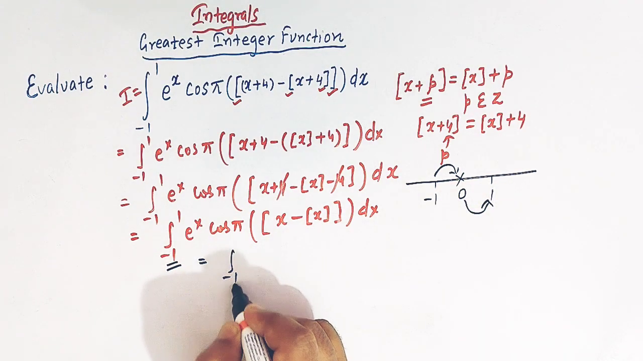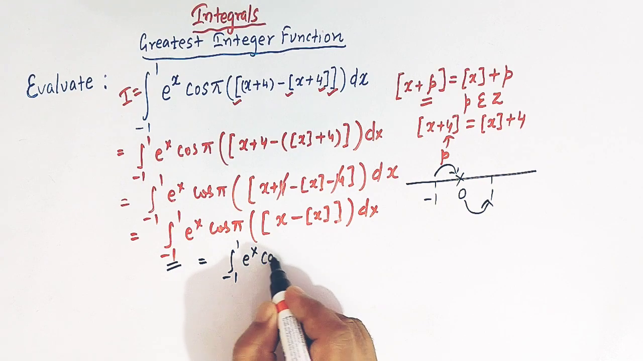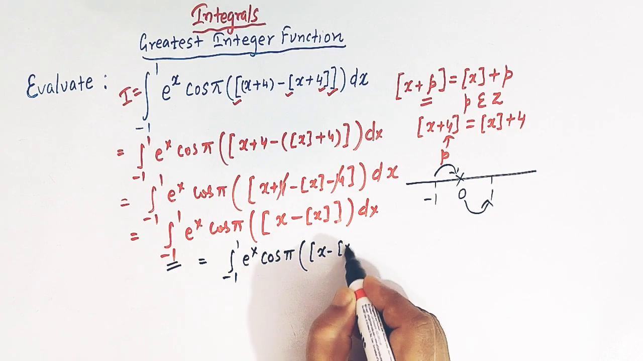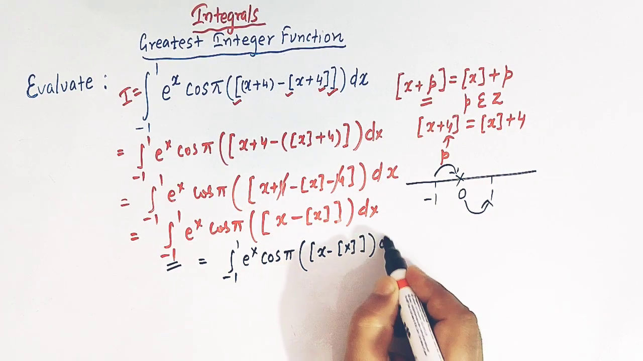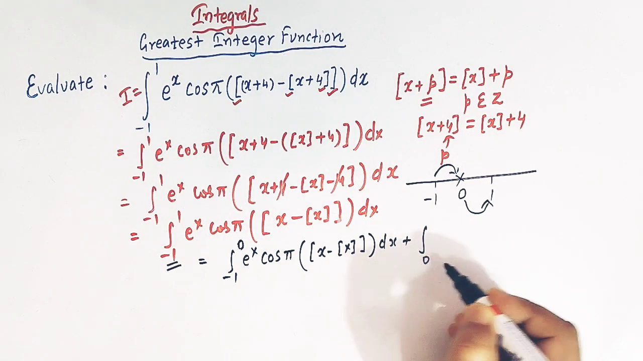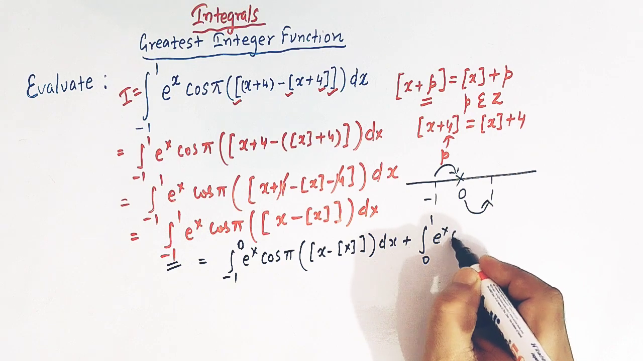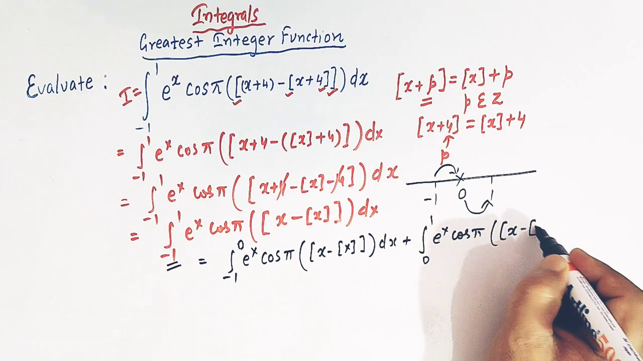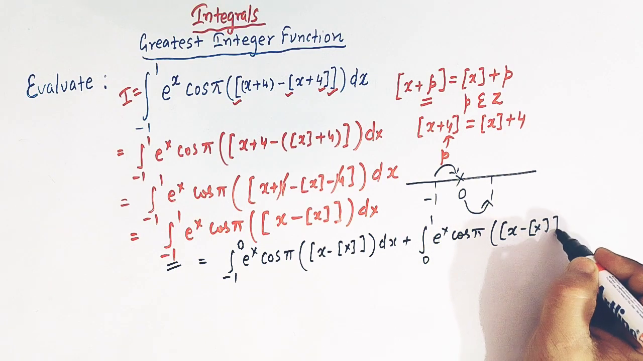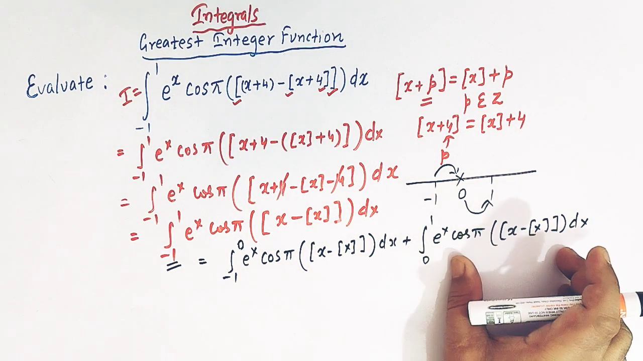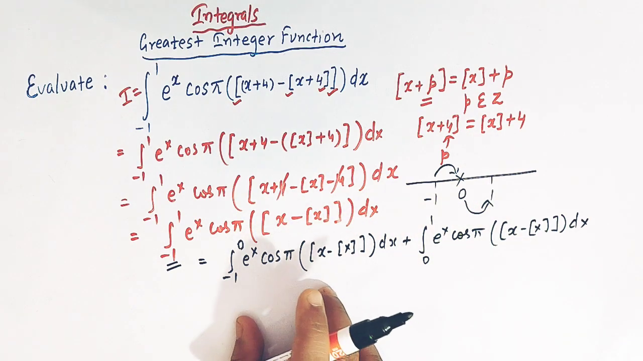So we can now write the integral from -1 to 1 of e raised to x, cos pi, and here we have x minus greatest integer of x, as the sum of two integrals. Here we have -1 to 0, and then we have 0 to 1, and here we have e raised to x cos pi, and here we have x minus greatest integer of x, and this is dx. Now we have two integrals and we have to solve them separately.